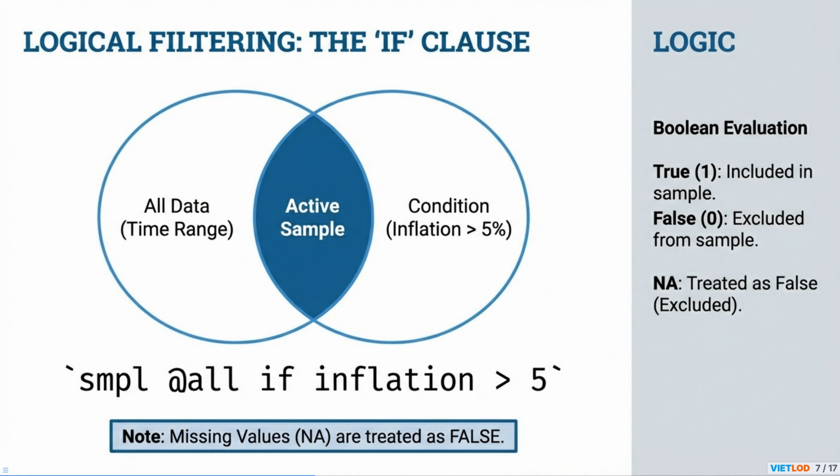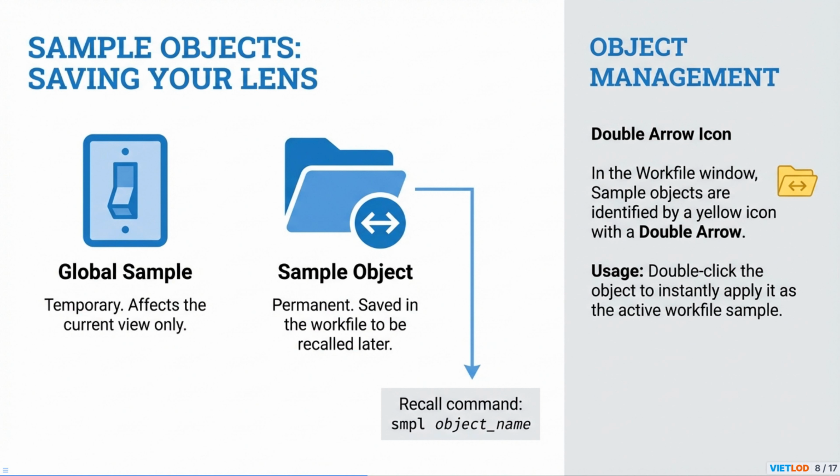Crucially, missing values, or NA, not available, are treated as false. This means any observation with a missing value for the variable in your if condition will be automatically excluded from the sample. For example, the command sample @all if inflation > 5 will create a sample that includes all observations in the entire workfile range, but only for periods where the inflation variable was greater than 5.